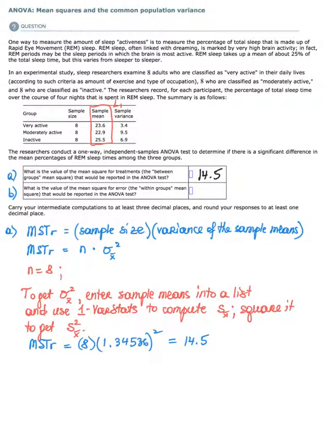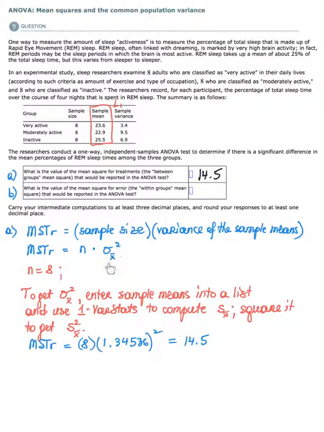Let's work with the first question. What is the value of the mean square for treatments, the between groups mean square, that would be reported in the ANOVA test? To answer this question, please remember the following formula. Mean square for treatment, MSTR, is found by multiplying sample size, n, by variance of the sample means. So MSTR is equal to n times sigma squared of x bar. We know that sample size is 8 for each group.